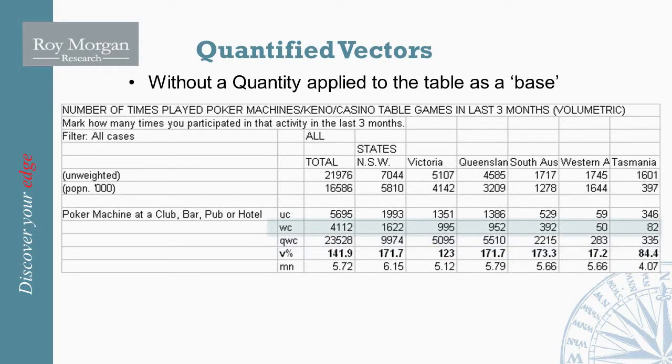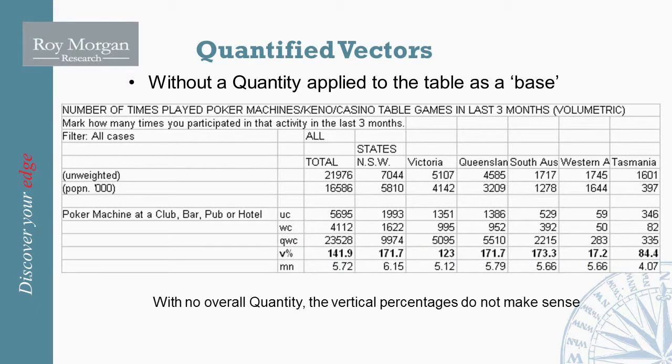So here we have a weighted count which refers to population, and here we have a quantity weighted count which refers to the number of times people have played poker machine at a club, bar, pub or hotel. So all of these values are readable and are correct. We also have a mean down at the bottom here, but our V% are not correct. And you can see straight away that most of these values are over 100%. So the vertical percentages do not make sense.